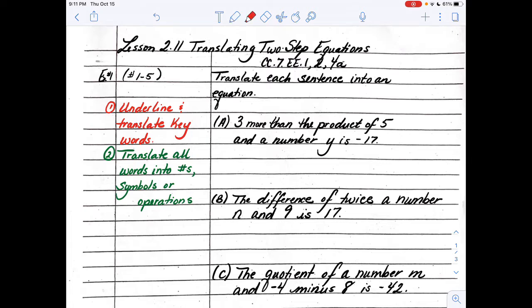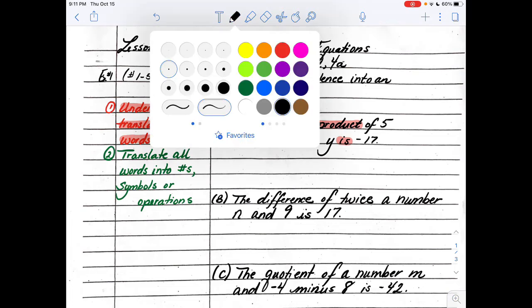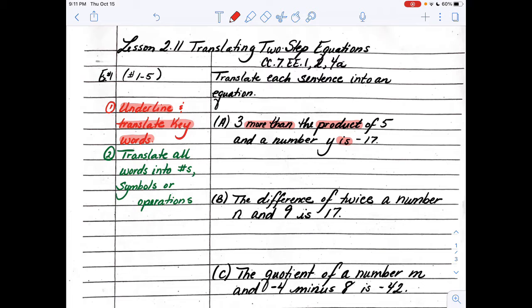So the first thing I want you to do to show me the work is to underline and translate those key words or those key phrases. So in that A, you can see that more than is one of those key phrases. Product and is. Those are those key words that we say to always look for. And what is that more than? More than is talking to us about that adding. But remember, that's one of those words where we have to actually flip.